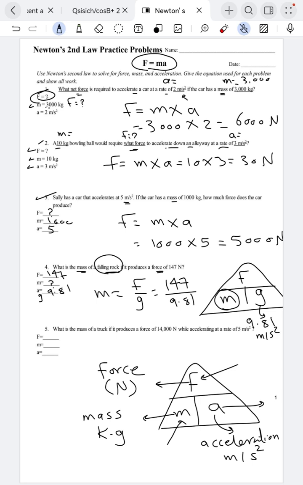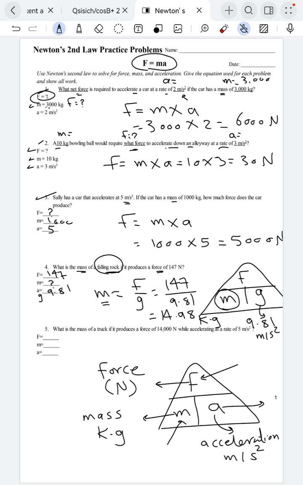One second, I will use the calculator. Here it is. So 147 divided by 9.81 is equal to 14.98, and don't forget to put the unit. Now it's what? It's kilogram, because he's asking about the mass.